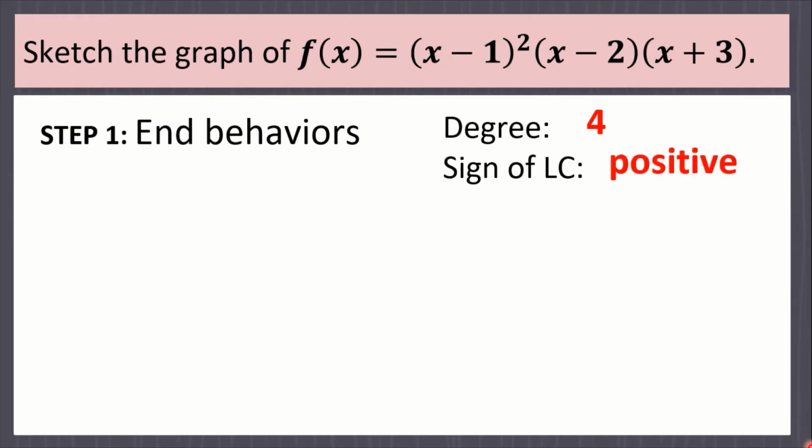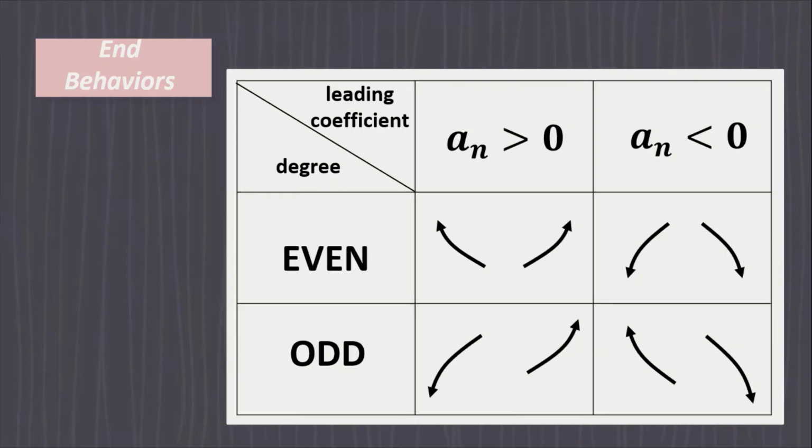So, tulad nga ng sabi ko kanina, kapag in-expand natin itong polynomial function, we will come up with the leading term x raised to the 4th power. At ang leading coefficient natin ay 1 and the sign is positive. Now, balikan natin ang leading coefficient test wherein we relate the degree and the sign of the leading coefficient with the behavior of the graph.